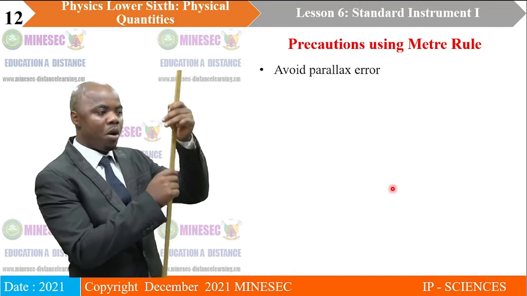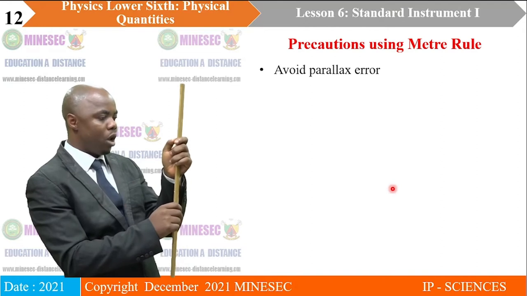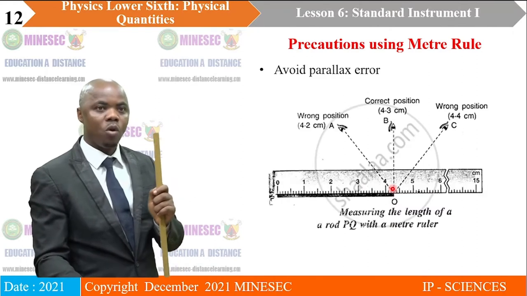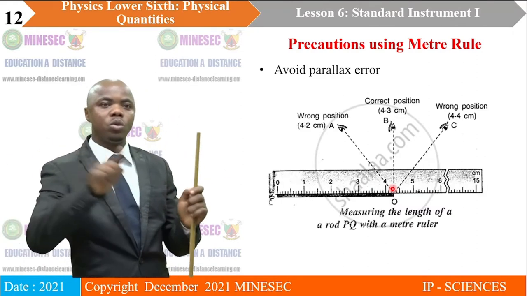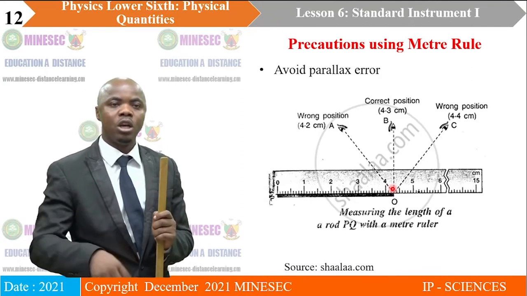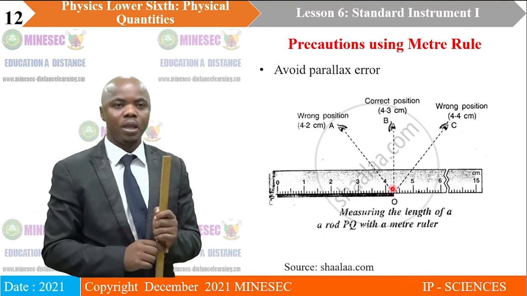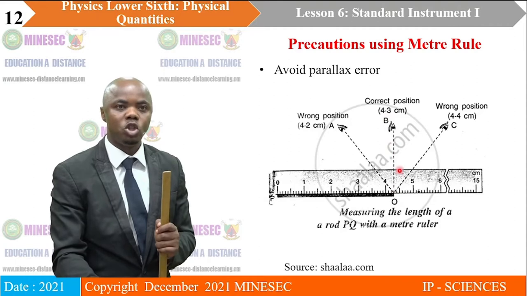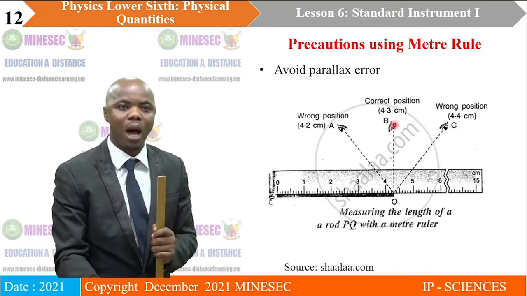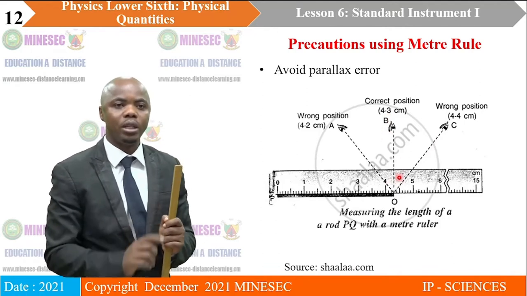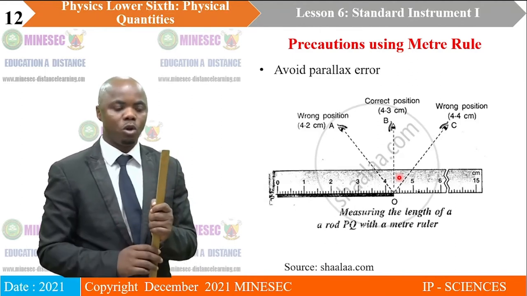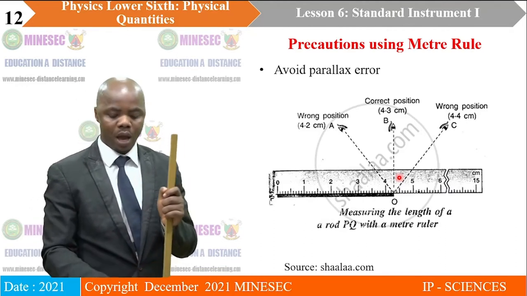Instead of me looking at it like this, I look at it from above or from below. That's parallax error. My eyes should be placed normal to the reading, to the instrument, when taking reading to avoid parallax error. So when you read at these two angles, these are wrong positions. How do you place your eyes? Your eyes should be placed normal to the meter rule when taking reading. Eyes should be placed normal like this. This is wrong positioning. This is wrong positioning. So eyes should be placed normal on the measuring instrument when taking reading of length to avoid parallax error. This is one of the most important precautions to take when using a meter rule.